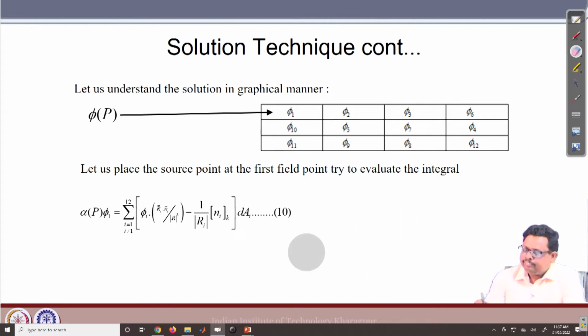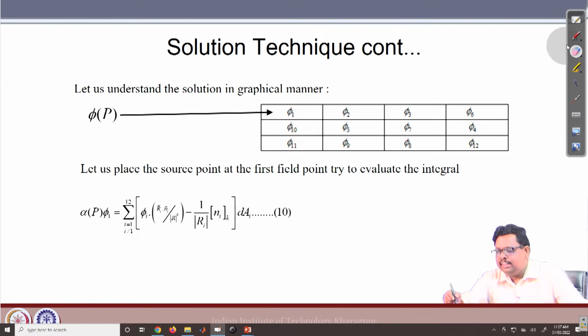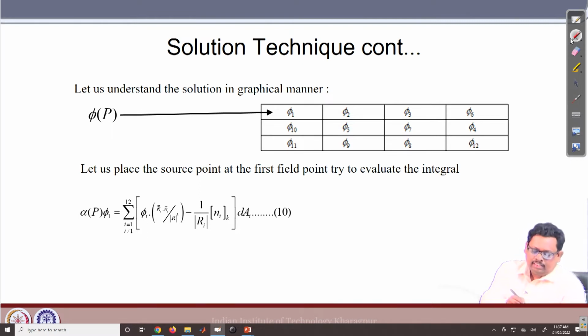Practically speaking, we do not include I equal to 1. Normally, in all the standard software, they do not sum from I equal to 1. Now here you have a name for this point P. Let us now use these names. This point P is called the field point, and this point on this body we call the source point.